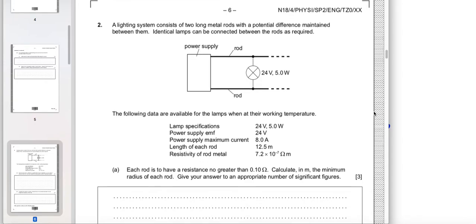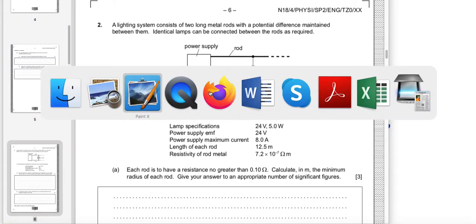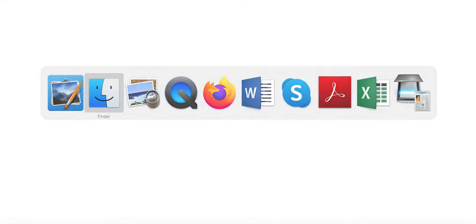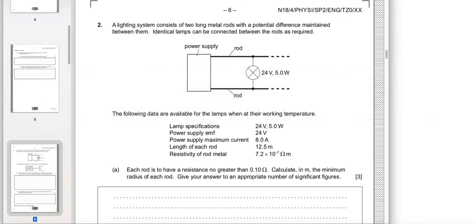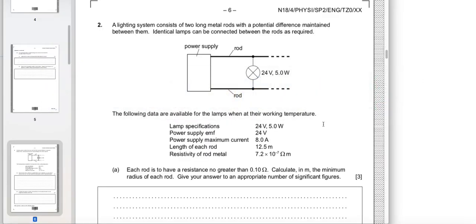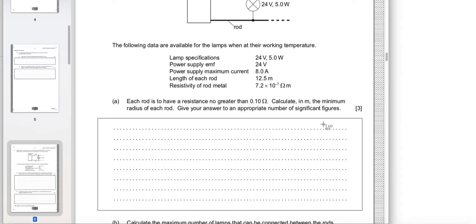Okay, so exercise number 2, electricity. Let me change slide. Okay, so electricity. We have a lighting system which consists of 2 long metal rods, a potential difference maintained between them, and identical lamps can be connected between the rods, etc. And we have data which are given. I'm going to copy this data.